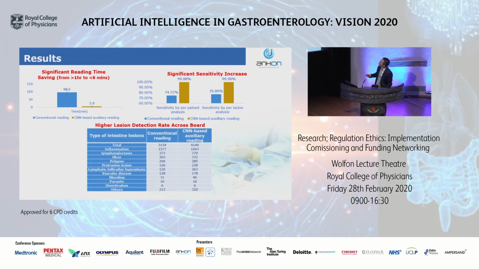Then you look at what kind of positive lesions come out. Here is the total lesions from the conventional reading. The AI algorithm screened out about 1,000 more total positive lesions. Here are all the different types of lesions. You see from this table, on every type of lesion, the AI outperforms the conventional reading.